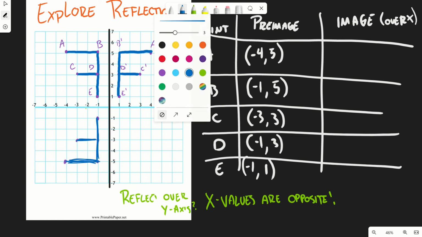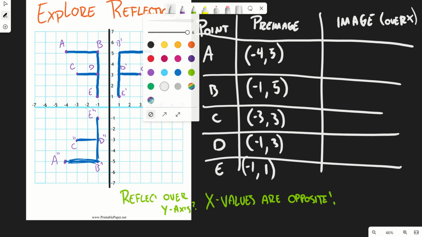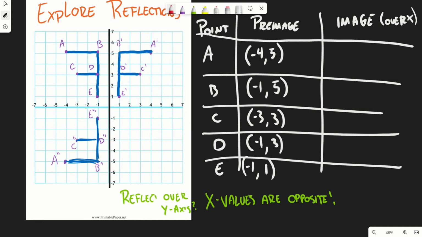And here, now we have A double prime, B double prime, C double prime, D double prime, and E double prime. Now, if we're looking at our values, we would say, okay, well, A is now at -4, -5. B is at -1, -5. C is at -3, -3. D is at -1, -3. E is at -1, -1.